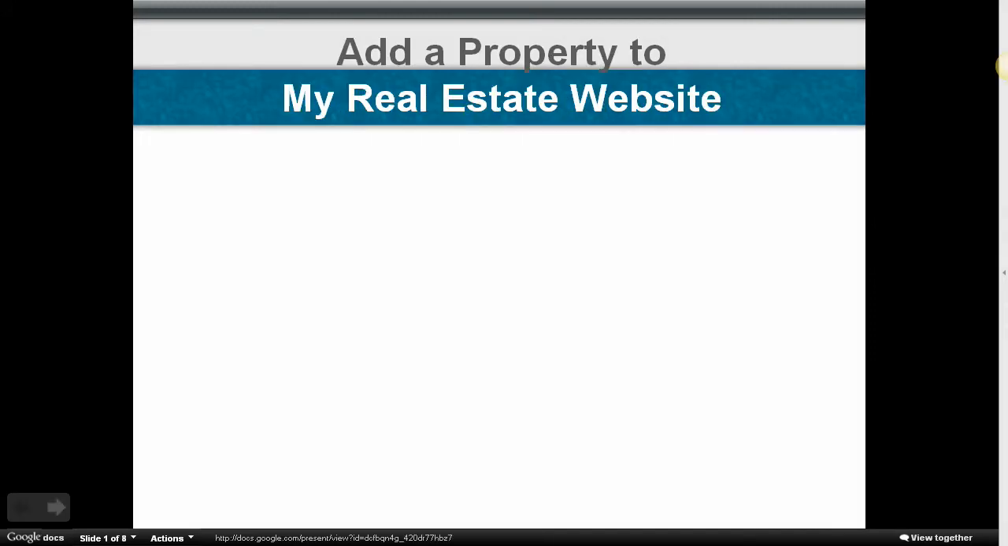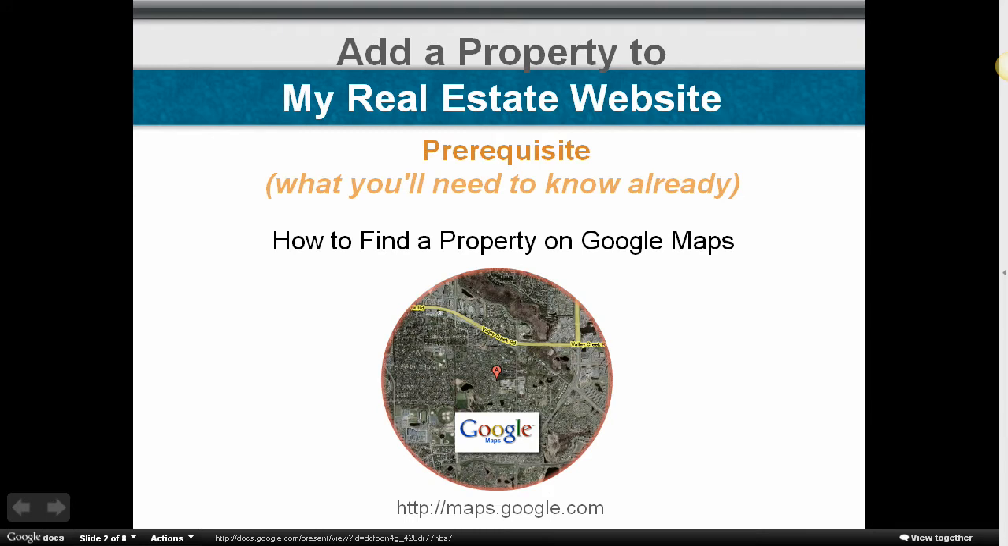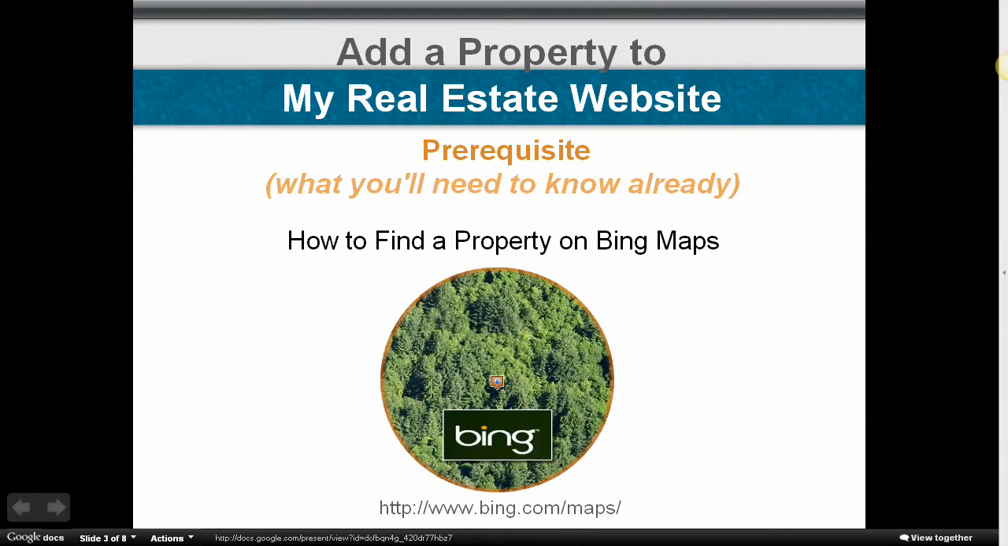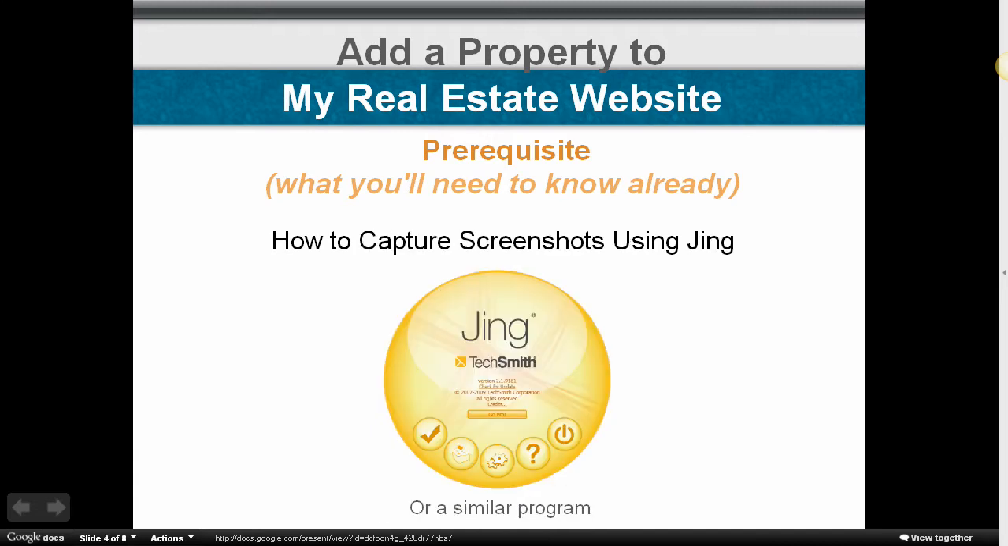Now let's talk about adding a property to your real estate website. But before we get into the details of it, there are a few things that you should already know how to do. One of those is finding a property on Google Maps. Another one is finding an aerial or a bird's eye view on Bing Maps. Then you should also have Jing installed on your computer, and you should have a basic understanding of how to do a screenshot.